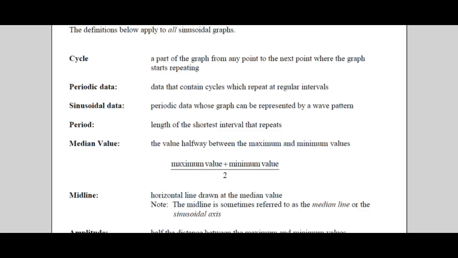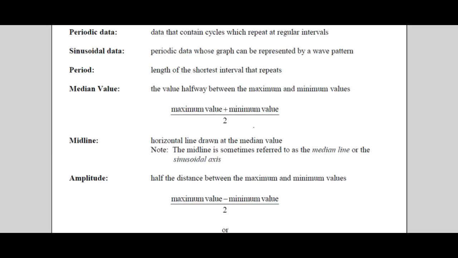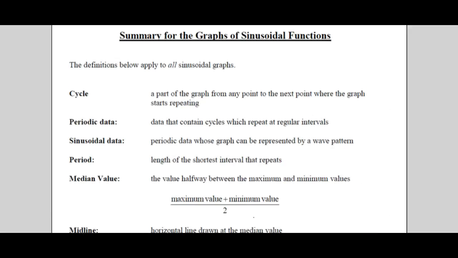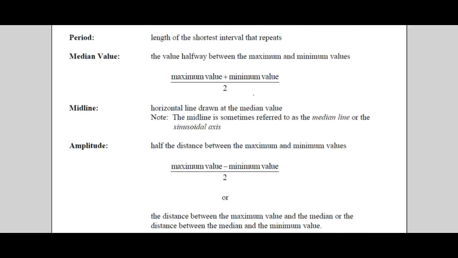Median value: halfway between max and min. So it's the average, right? You're just averaging them together. What's halfway between two numbers? Their average. Okay, so we had 2 and 12. So 2 plus 12 is 14, divided by 2 is 7, right? So the middle is at 7. Midline: the midline is just this value, but with a y equals, right? Amplitude: half the distance. The distance between 2 and 12 is 12 minus 2, right? Which is 10. They're 10 apart, and the amplitude is half that distance, so 10 divided by 2, which is 5, right?